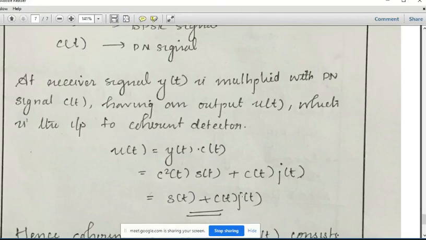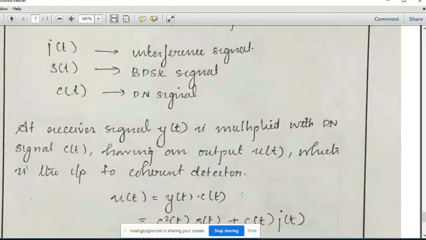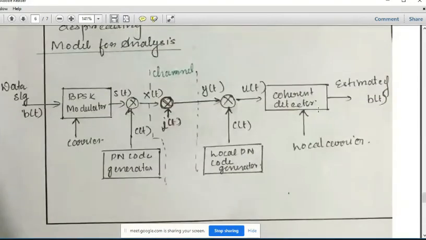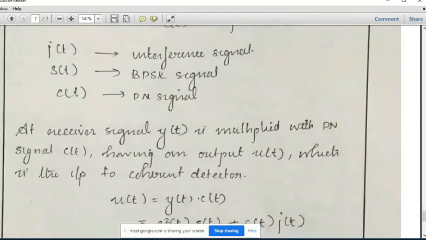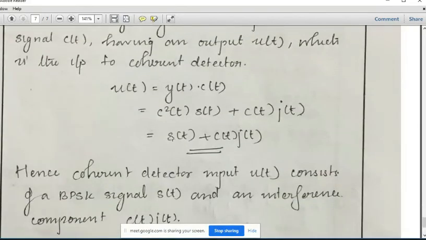So this is our receiver, having output. That is, the receiver signal Y of T is now multiplied with the PN signal, and the output of this product modulator is U of T. This U of T is the despread signal. So this is our despreaded signal, that is S of T. This S of T is the BPSK signal.